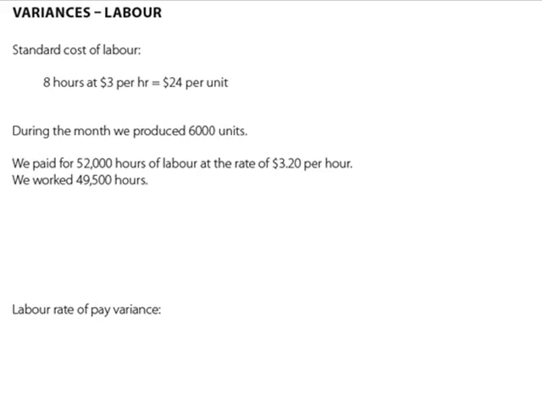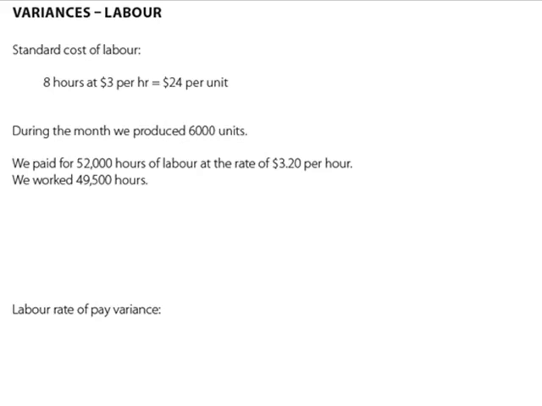The standard cost of labour: every unit should take 8 hours. We should pay $3 an hour. Each unit should be $24. During the month, we produce 6,000 units. We paid for 52,000 hours of labour and we paid $3.20 an hour. We only worked for 49,500.